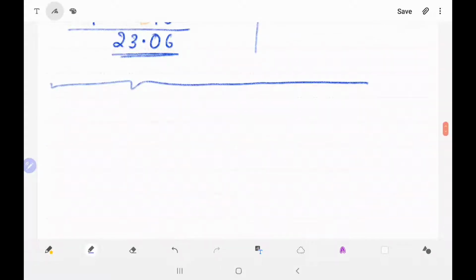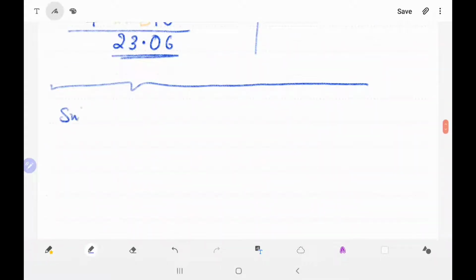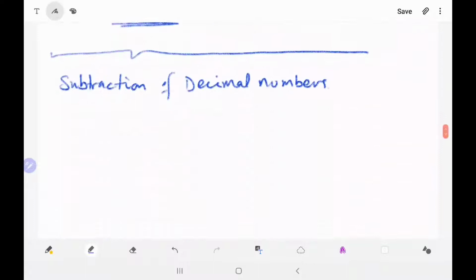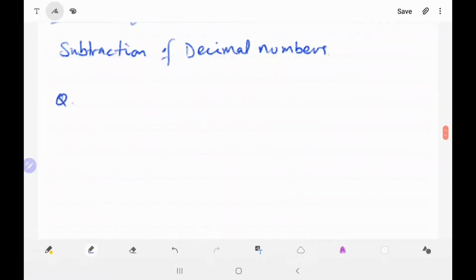Let's look at subtraction of decimal numbers. Okay, same thing, no difference whatsoever. So I'll give you a question with an example. In this case, let's say 24 minus 1.62. So straightforward, there's only minus.